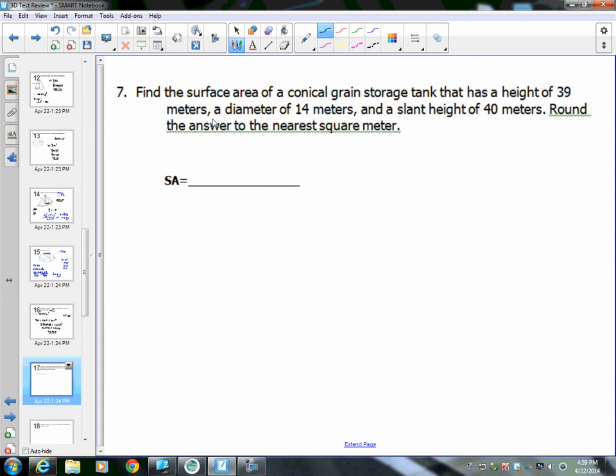Number 7 says find the surface area of a conical grain storage tank. Conical. That's an interesting word. Conical meaning cone. Grain storage tank that has a height of 39 meters, a diameter of 14 meters, and a slant height of 40 meters. Round the answer to the nearest square meter. Okay, so we want to find total surface area of a cone. Well, the total surface area of a cone is pi rL plus pi r squared.